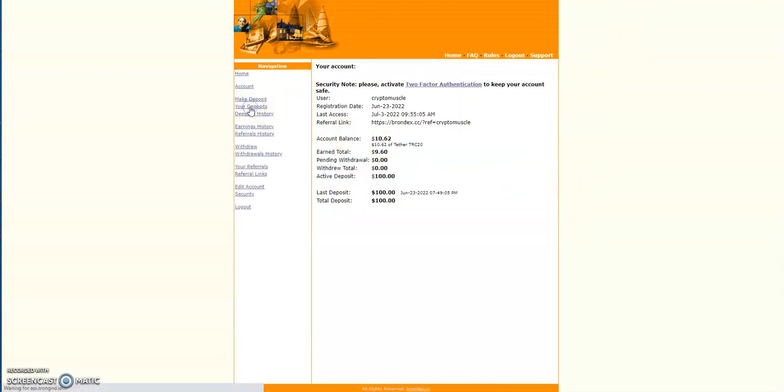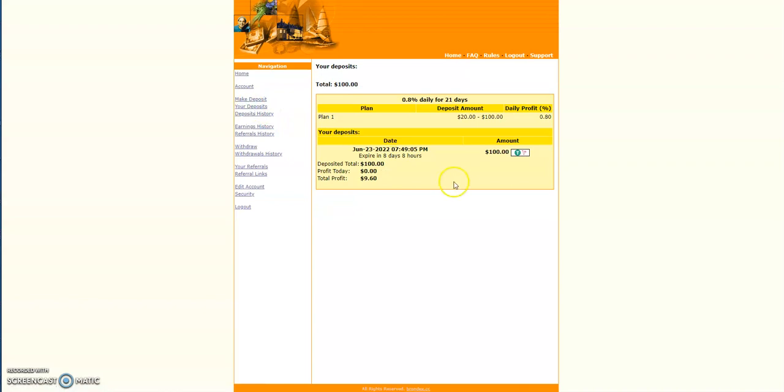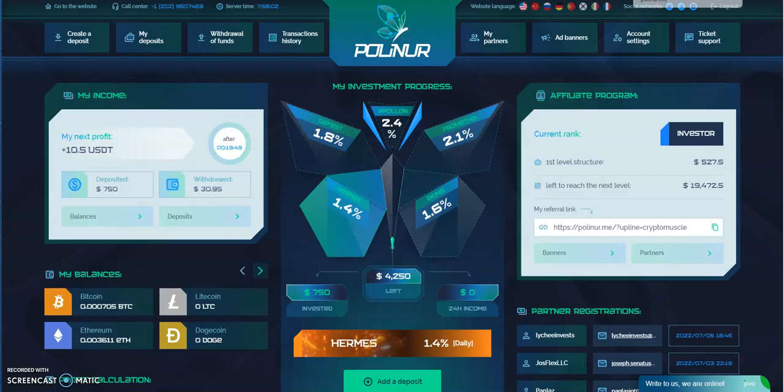Let me see my deposit history here. I've got 8 days left, so I've been just letting it run its course. 8 days, 8 hours. We'll see how it goes at the end of 21 days, reassess and go on from there. And with that, let's move on to the next one.